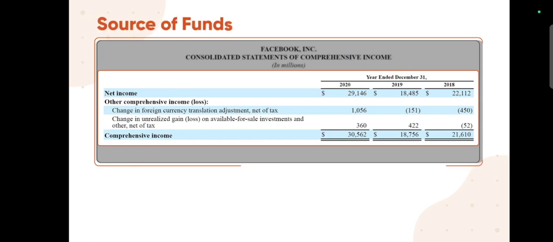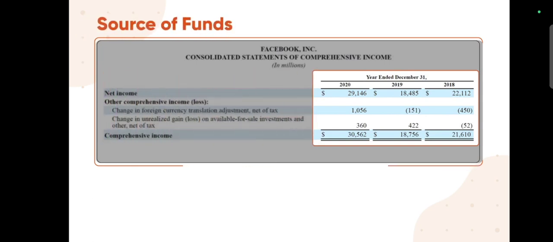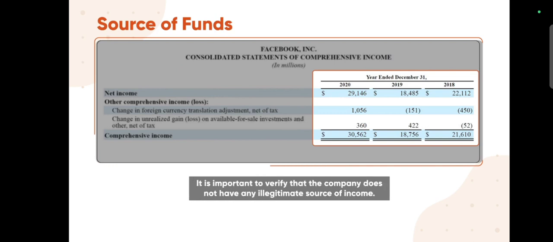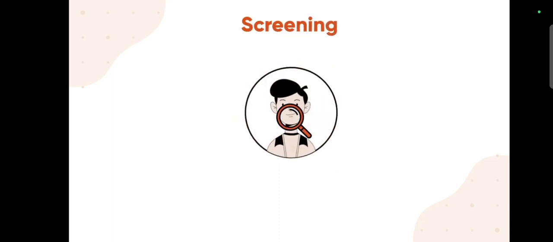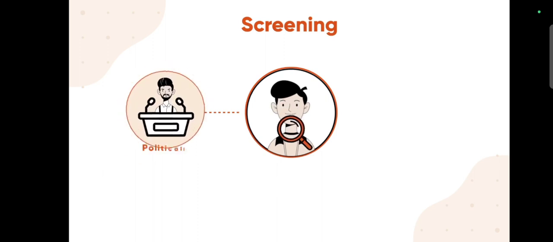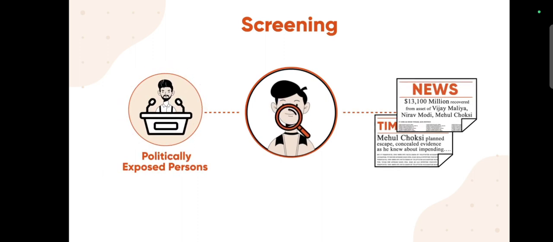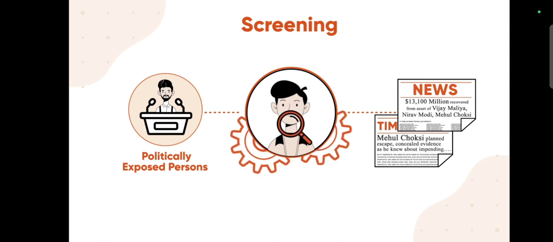Source of funds includes sources of income or revenue of a company. It is important to verify that the company does not have any illegitimate source of income. Screening. It is mandatory to screen all controlling parties and ownership to identify any politically exposed persons and negative news. This helps to identify if enhanced due diligence needs to be conducted.